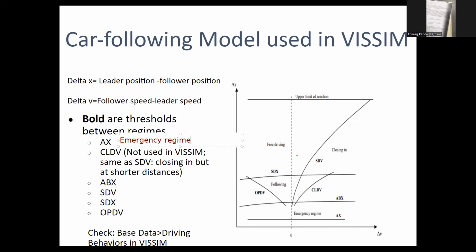Anytime 2 vehicles get closer than that to each other, all bets are off. The follower just has to slam on the brakes and try to stop the car. Okay, so that's the first thing that happens.